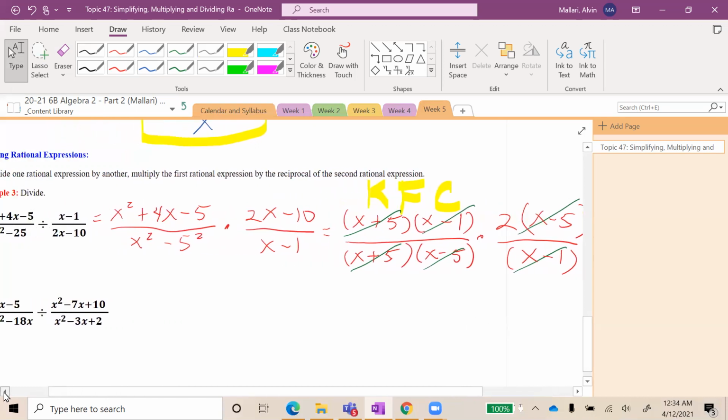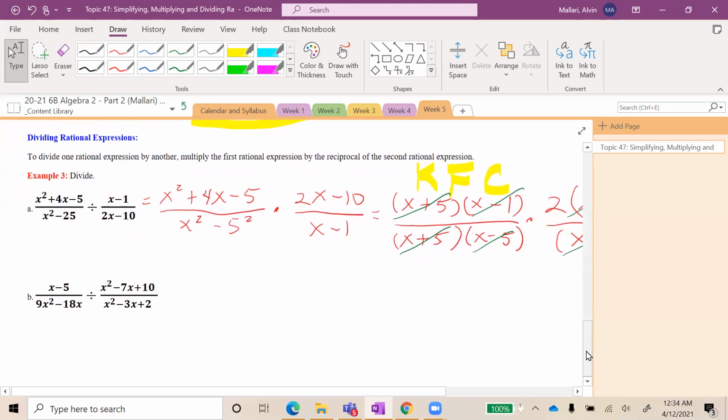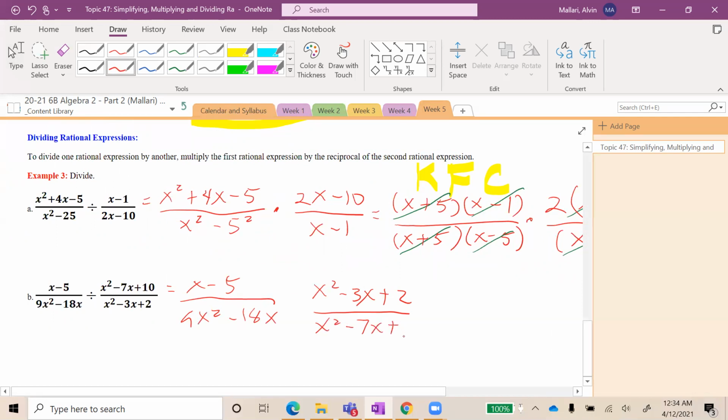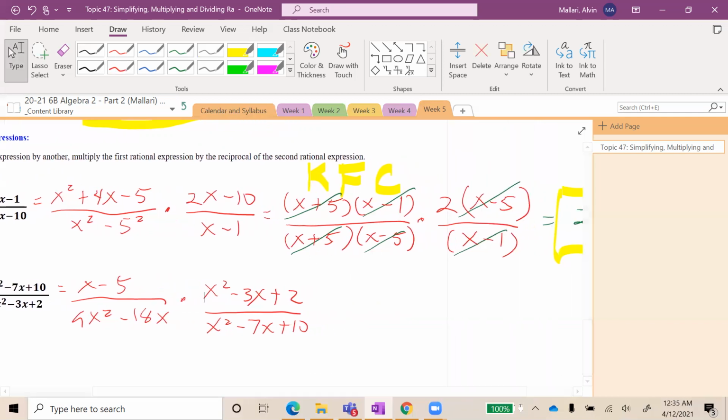Now moving on to the next problem. So we keep the first fraction. And then we flip the second fraction. We just need to find the reciprocal. And then we change the sign from division to multiplication. So that's KFC. Now after rewriting them into multiplication, we can then factor the numerator and the denominator.